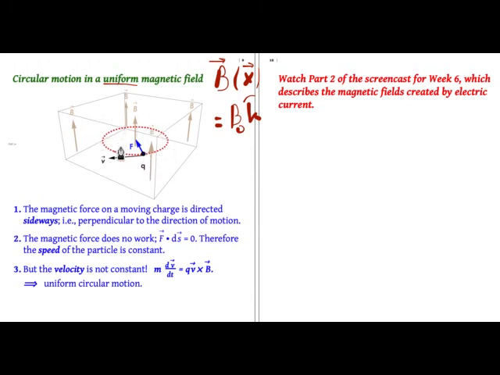Now, you remember from mechanics, if a particle moves on a circle, there has to be a centripetal force. So there has to be a force directed towards the center of the circle, because circular motion has centripetal acceleration. So there has to be a centripetal force. Well, the only force acting on the particle is the magnetic force. So the magnetic force has to be towards the center of the circle. And the magnetic force is perpendicular to the velocity.